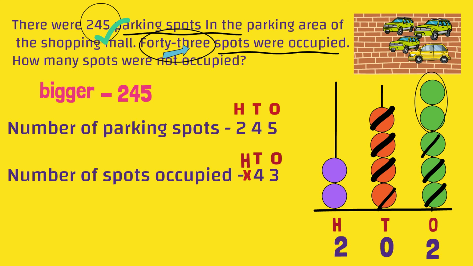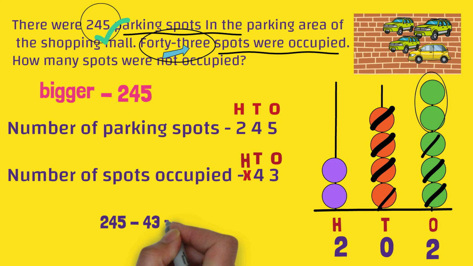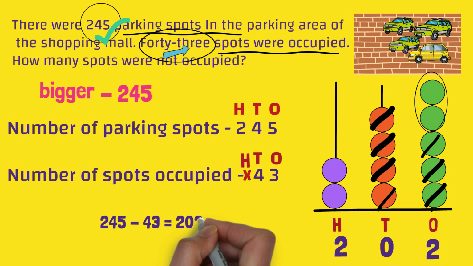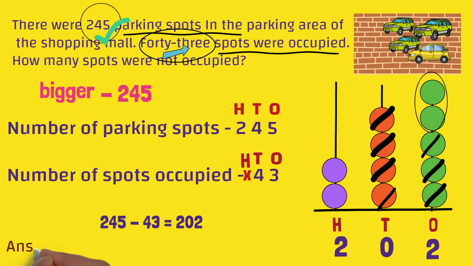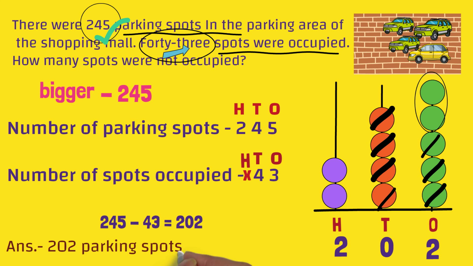So 245 minus 43 equals 202. Our answer is 202 parking spots were not occupied.